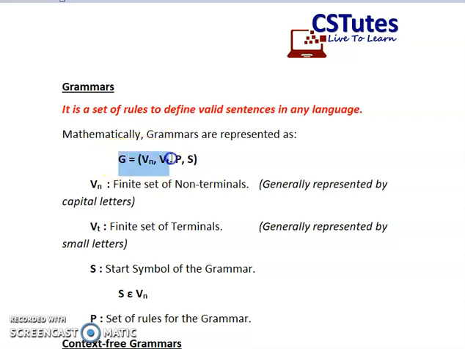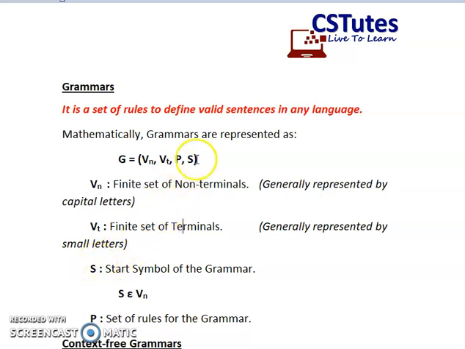So these are the four tuples that are required to represent a grammar. The first tuple is Vn. Vn means a finite set of non-terminals. Non-terminals are variables and can be represented using capital letters. The second tuple is Vt. Vt is a finite set of terminals. Terminals are constants and can be represented using small letters.